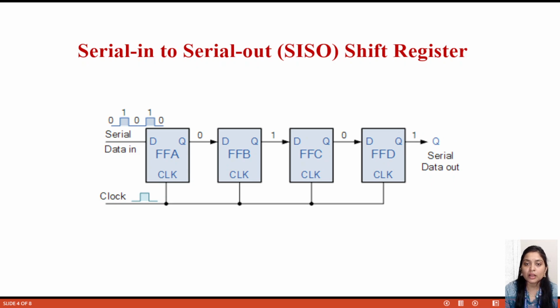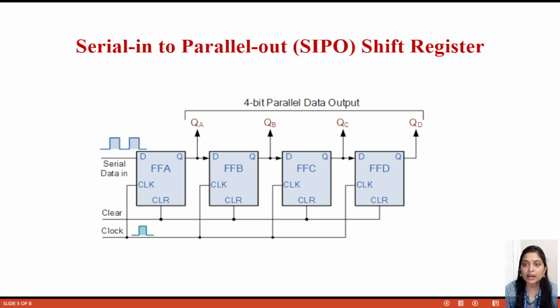Now this is serial in, parallel out, the SIPO shift register. In that case also D flip-flops are used, four D flip-flops A, B, C, D. The clock pulse is given simultaneously. Here also the same thing happens: the data enters serially, one by one, and here we take all the data from the output simultaneously, in parallel. So this is the figure diagram.